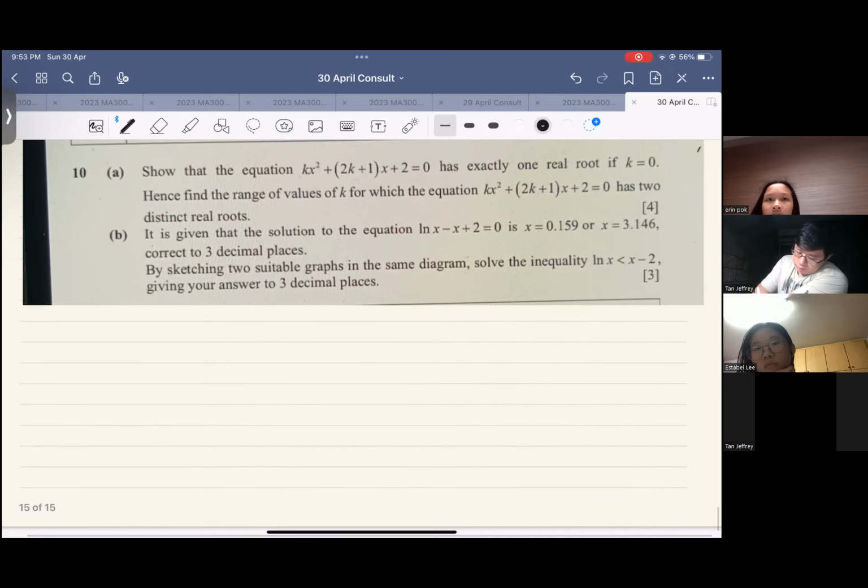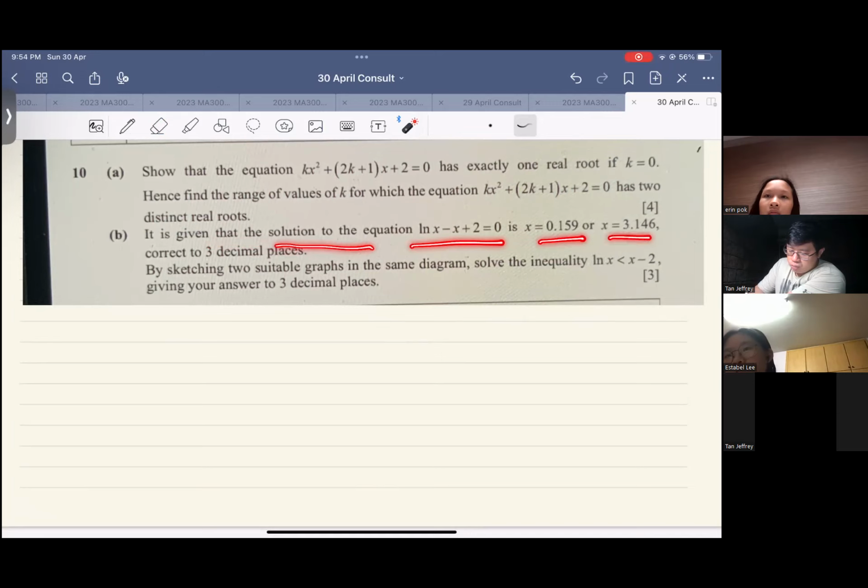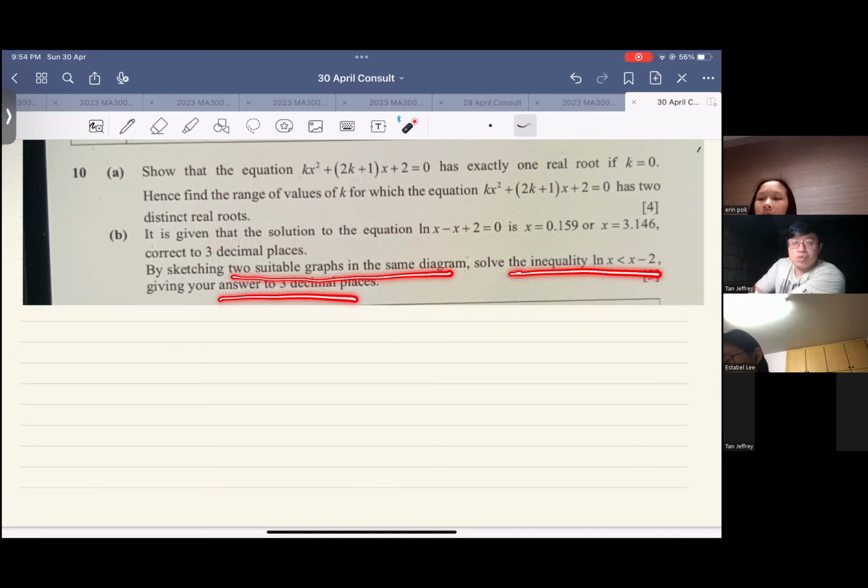This graph, very simple. You draw one graph, y equals ln x. Why is it? Because I read the whole question first. Just like when you do English, your teacher always tells you that you cannot just read and then try to solve. I always read the whole thing first. The solution to this equation, 0.159, 3.146. I sketch two suitable graphs, solve the inequality, give my answer to 3 d.p.